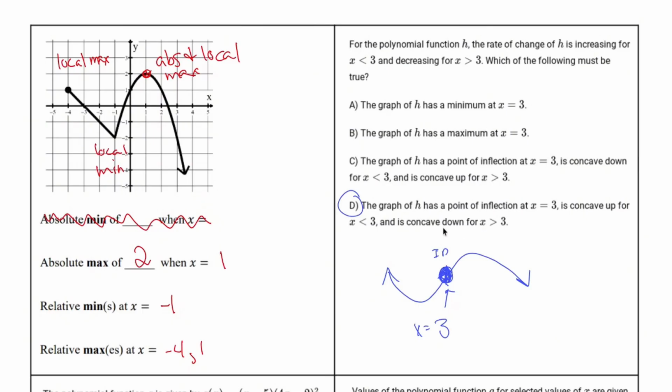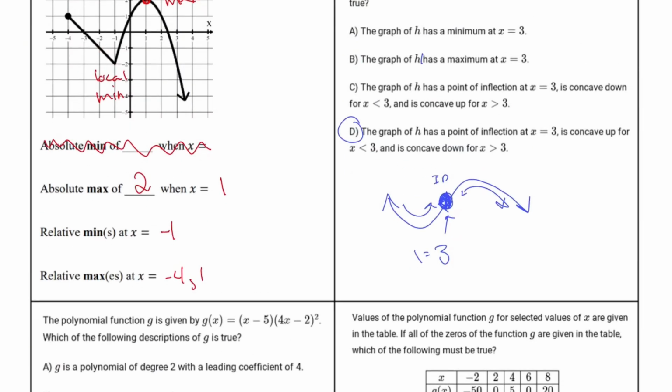D's got to be my answer because the graph of h has an inflection point at 3. Concave up for x less than 3, and concave down for x greater than 3. There you go.